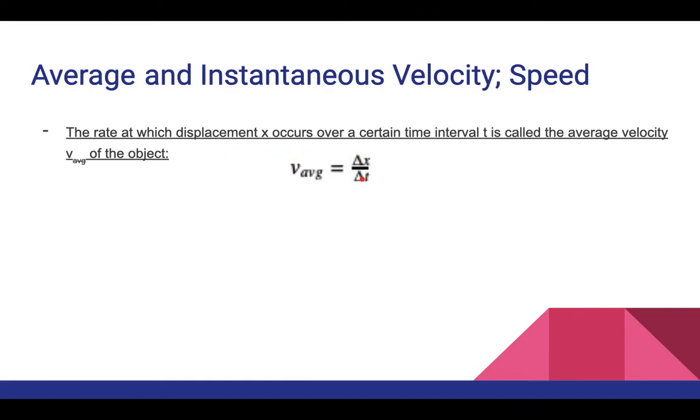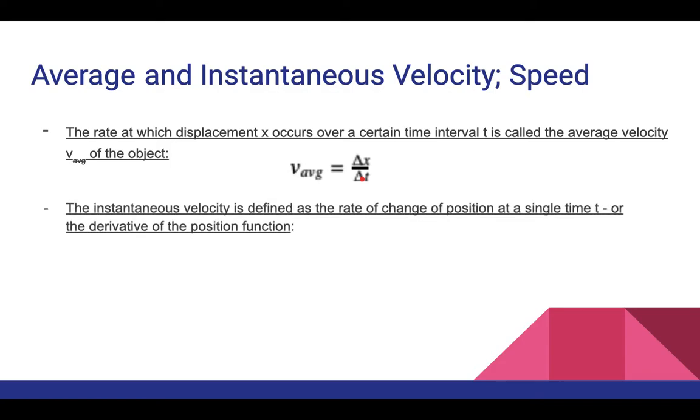The instantaneous velocity is defined as the rate of change of position at a single time t, or the derivative of the position function. The idea is that we take the limit as delta t goes to 0, which makes this a derivative, and thus it's the first derivative of our position function. Velocity is the first derivative of our position function.